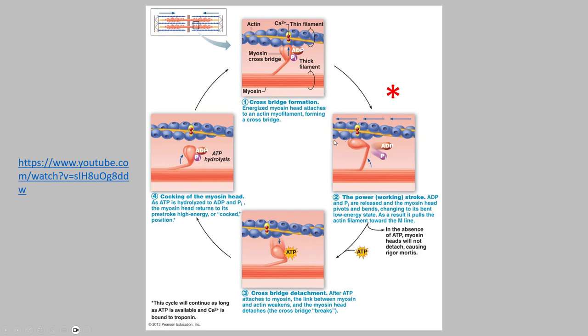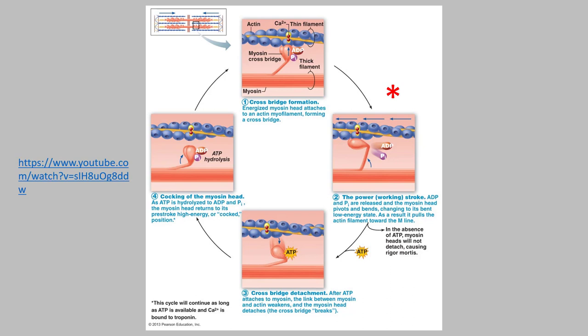But the myosin head pushes forward. This is called the power stroke. The myosin pushes the actin towards the M line. Well, when this myosin bends forward in this state, it really likes ATP. So ATP floating around in the cell binds to the myosin.